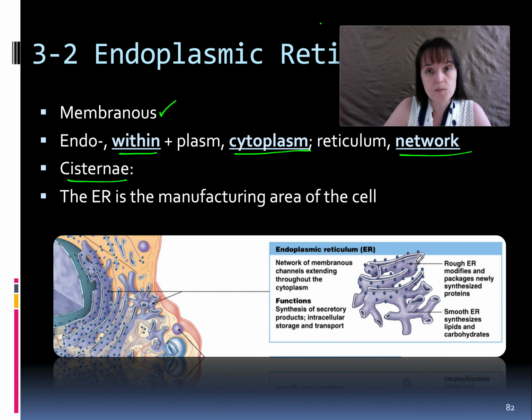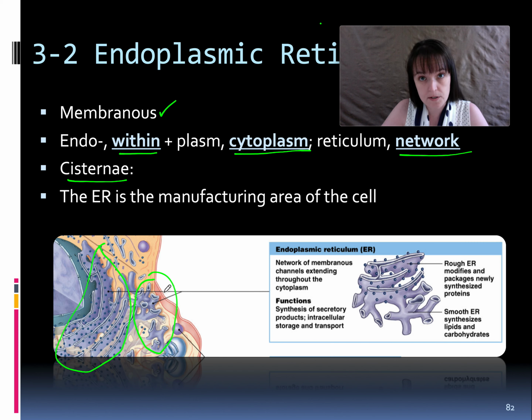The rough endoplasmic reticulum, of course, is rough because of the fixed ribosomes. The smooth endoplasmic reticulum has no ribosomes. And so you need to be able to identify these, RER versus SER, on this picture, which is on the test.